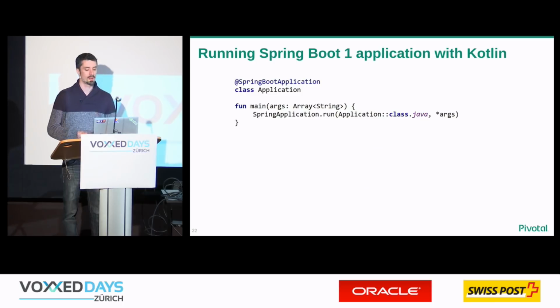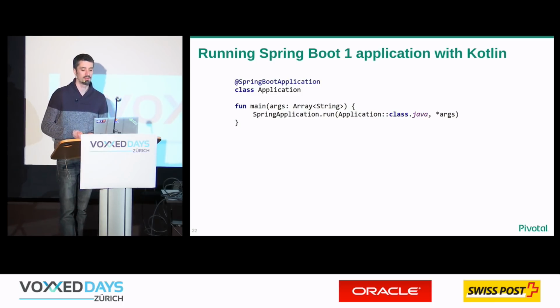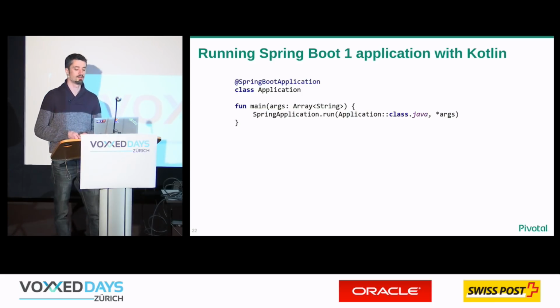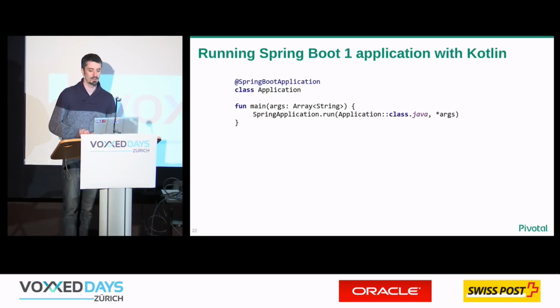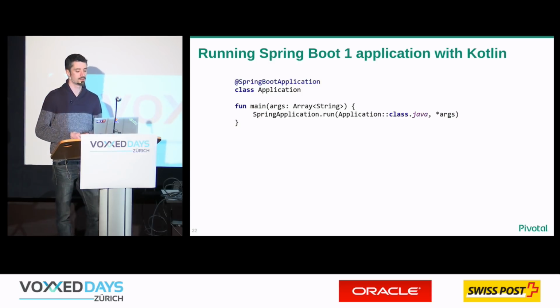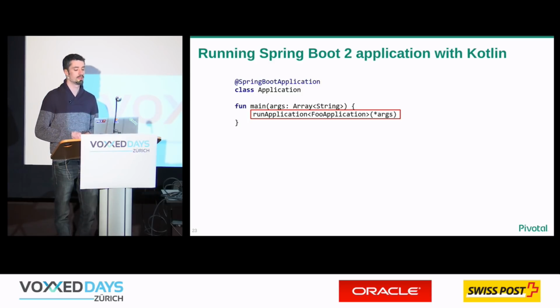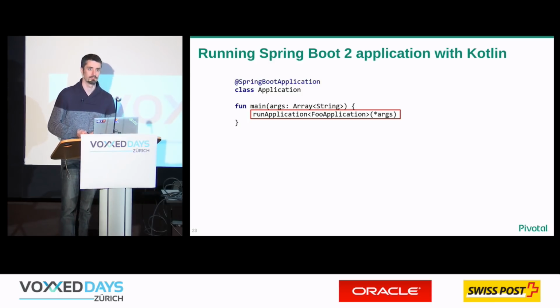So with Spring Boot 1, when you wanted to run an application with Kotlin, you had to use this kind of syntax. Application::class.java is to be able to get the Java class from the Kotlin one. So that was not super idiomatic. So in Spring Boot 2, we provide a runApplication top-level function that allows you to specify directly the application to run.